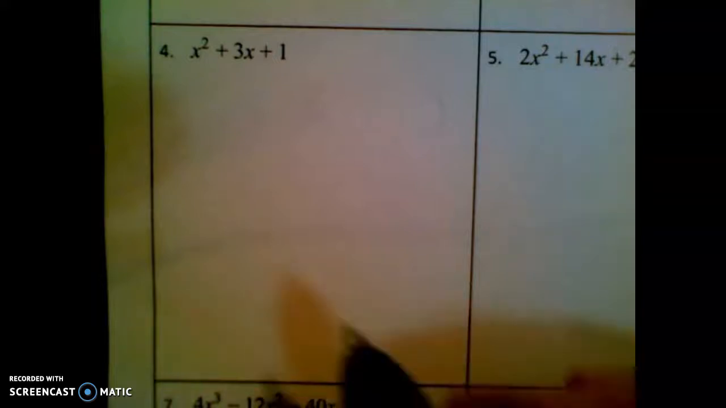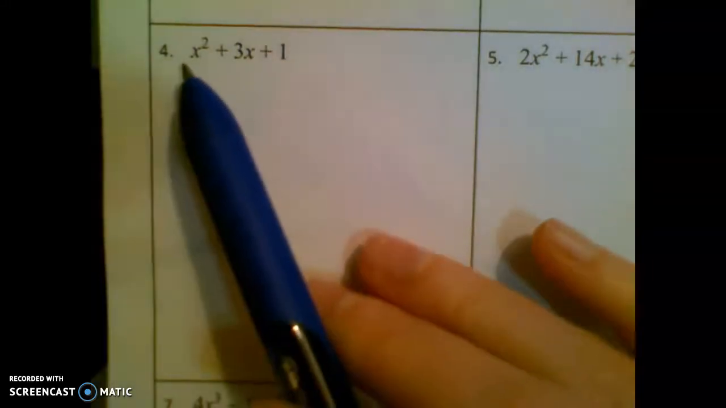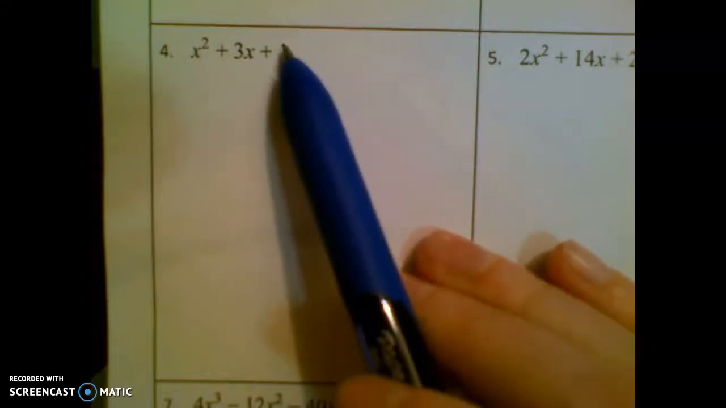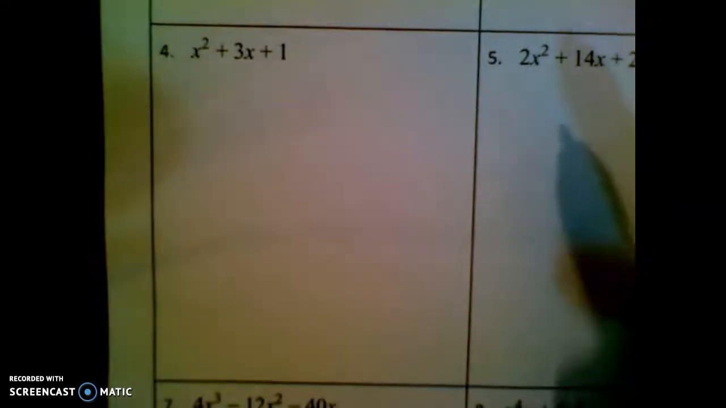All right, question number 4. Again, step 1 is to check for GCF. My numbers are 1, 3, and 1. Again, if you have a 1, there's going to be no numerical GCF.